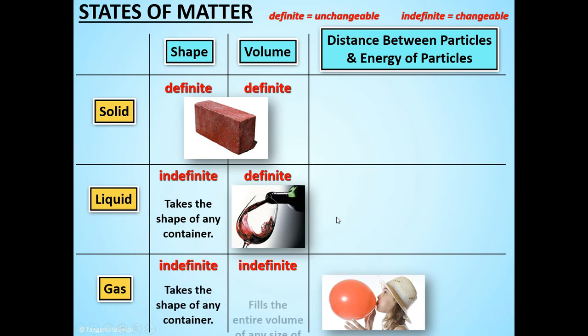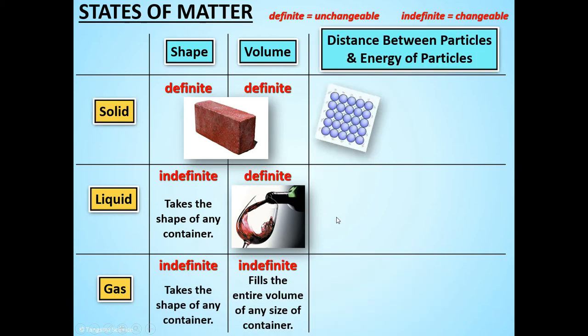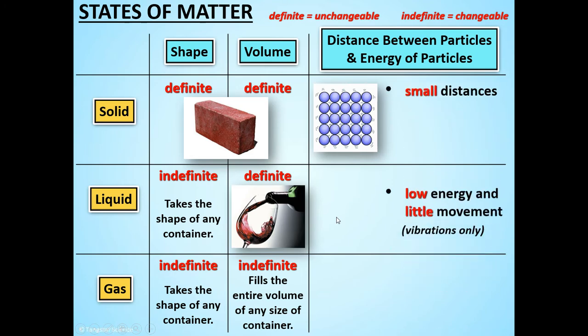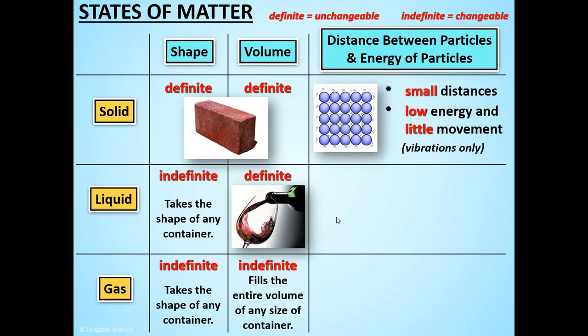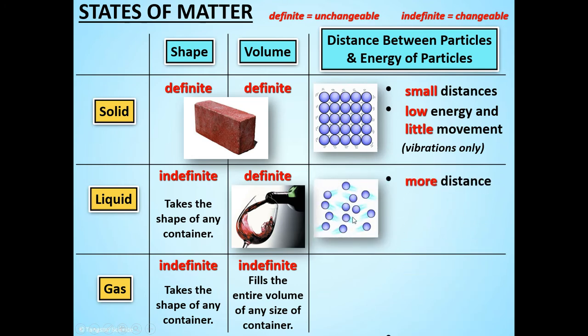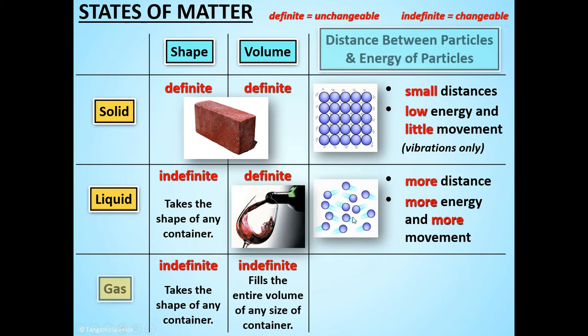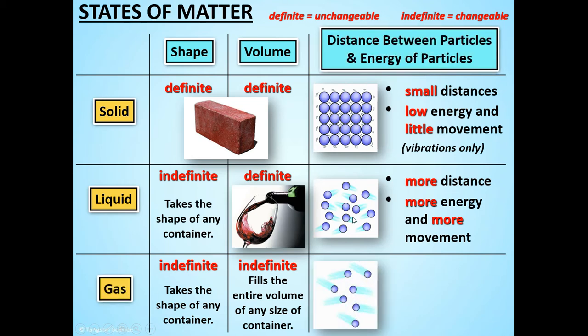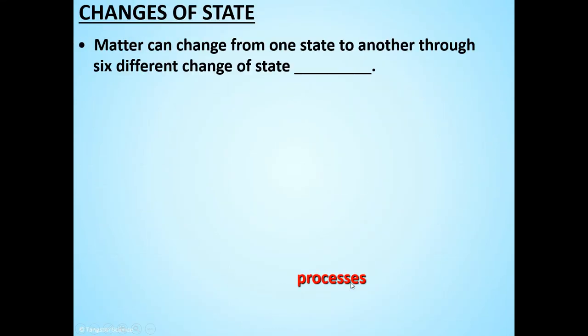Now let's talk about the distance between the particles. So the solid particles are going to have a small distance, low energy, and little movement. So that means that the vibrations between those particles are still happening because they're still moving. However, it's just going to be moving at a very, very low energy amount. Now that's different from a liquid. As you see in the diagram, a liquid has more distance between the particles, more energy, and more movement between those particles. And then a gas is going to have a larger distance, and it has a high amount of energy and a lot of movement between those particles.